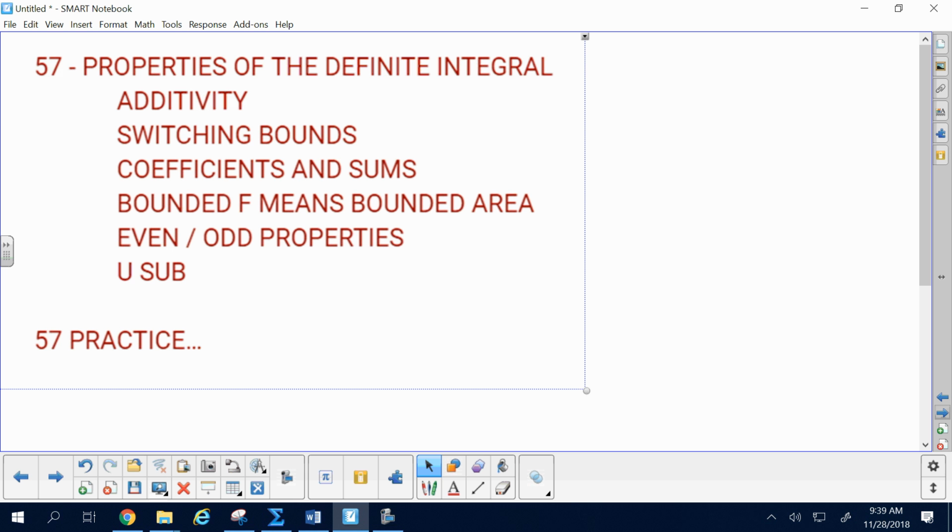Now skip down to where you see the notes for set 57. They might be on the second page. Are we on the second page or still on the first page? Still on the first page. Okay. So here we go.